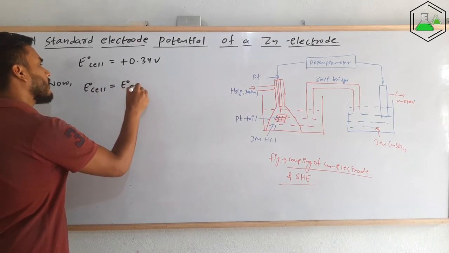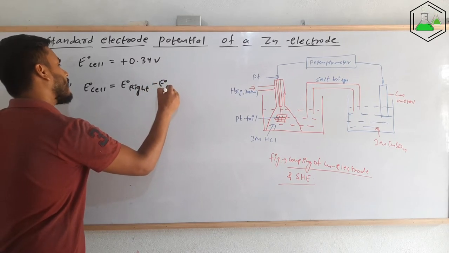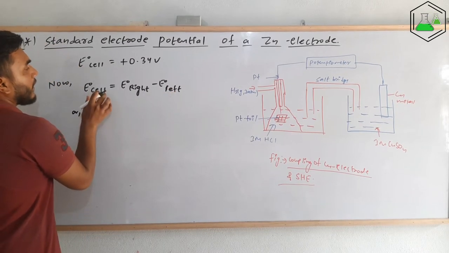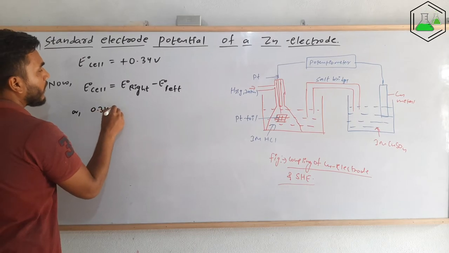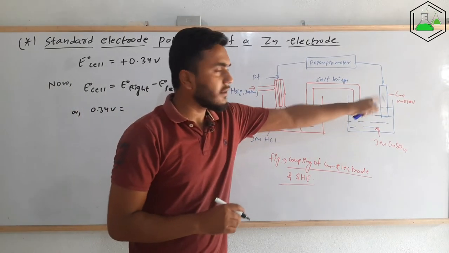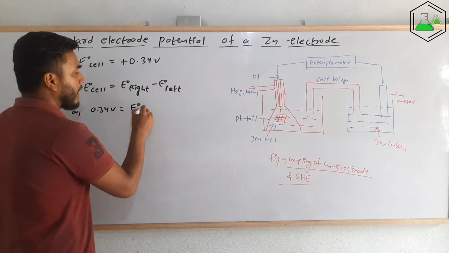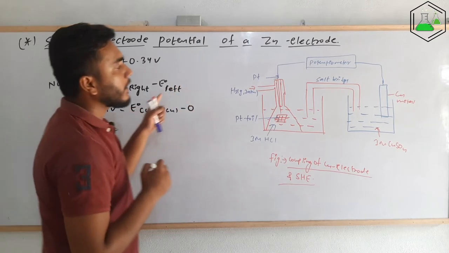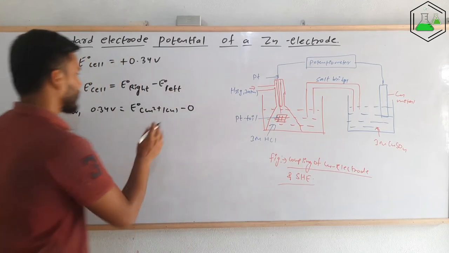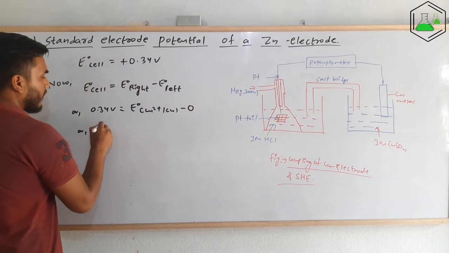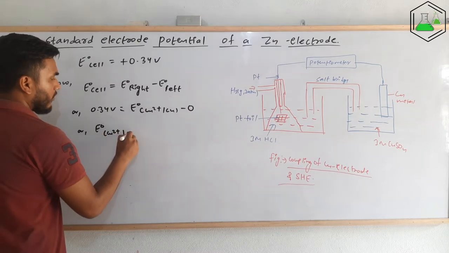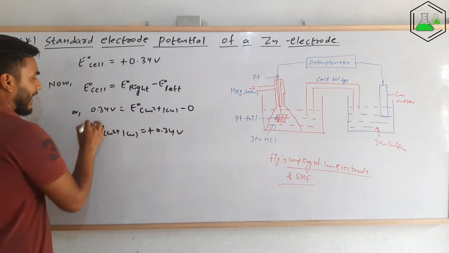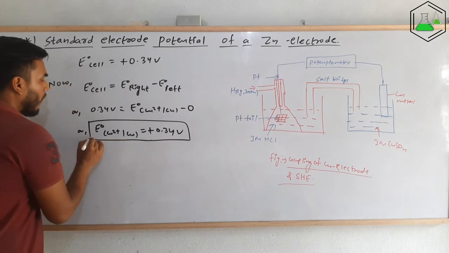Now, as we have the formula, E0 cell will be written as how much? E0 right minus E0 left. This is the formula to calculate the value of E cell. Let's put the values. In this place we can put 0.34 volt is equal to E0 right. In the right side there is copper electrode whose value we need to calculate, so we'll write Cu2+/Cu. In this place we can put 0 because the electrode potential of standard hydrogen electrode is 0. If we take this value to this side, this will be E0 Cu2+/Cu is equal to plus 0.34 volt.